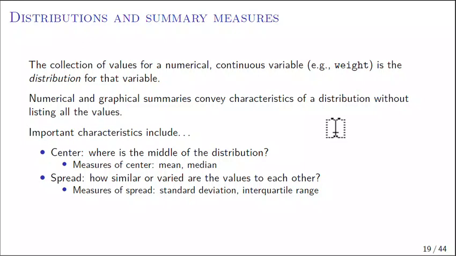After we pick a representative for many, many numbers, we still have to pay a little attention to the individual observations. We want to know how this representative deviates from each individual. That's what we mean by spread: how similar or varied the values are to each other, compared with that center, that representative.